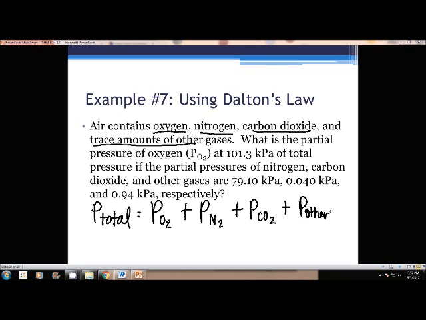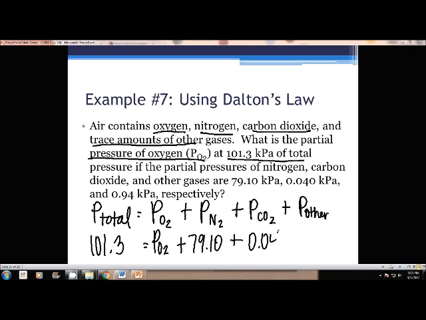Now it's asking us to solve for the partial pressure of O2, so I'm going to leave that as is. And then we're given that we have 101.3 total kPa, so that's going to be my P total. The numbers at the end, respectively, mean in order of how they're listed. So the 79.10 goes with the nitrogen, the 0.040 goes with the carbon dioxide, and the other is the 0.94.